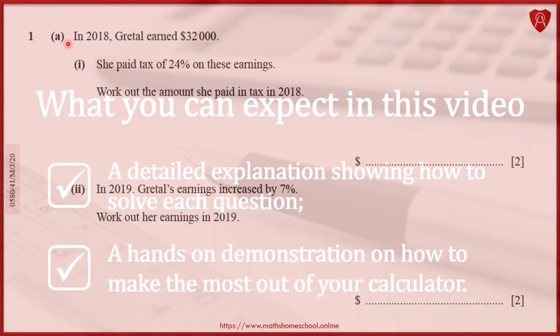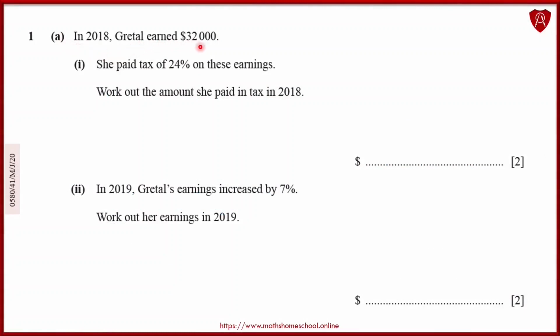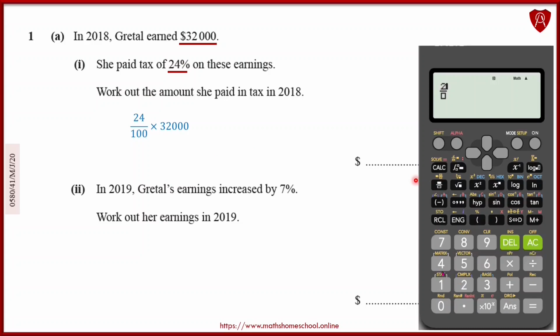Welcome! In 2018, Gretel earned $32,000. She paid tax of 24% on these earnings. Work out the amount she paid in tax in 2018. Highlight the amount and the percentage of tax. 24% is a fraction with 100 as the denominator, so we write 24 over 100 times 32,000, equals 7680.